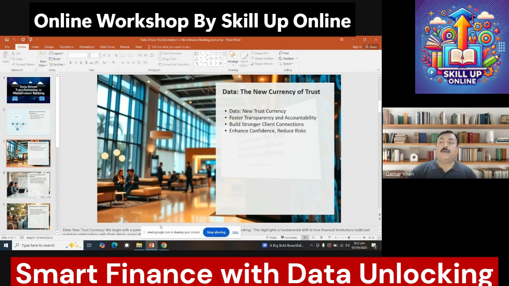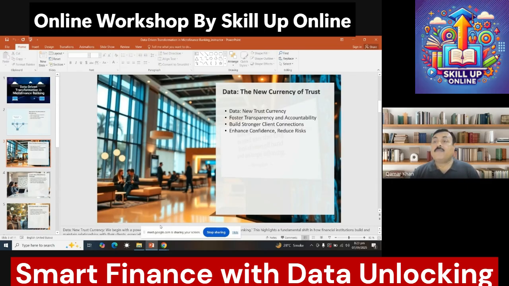We will see what data is. How can we define data? Data refers to the facts, statistics, and information collected, stored, and analyzed to gain insight, make informed decisions, and support conclusions. Data can be of two kinds. It can be quantitative, which means numerical information like numbers and percentages, and it can be qualitative, which means descriptive information like text and opinions.